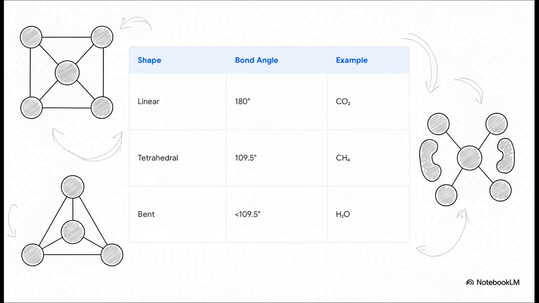And this pushing, this repulsion, it results in a few really common shapes. If you have two groups of electrons, they'll make a straight line, a linear shape. If you have four groups, they spread out into this 3D shape called tetrahedral. But sometimes, like with water, we get this shape called bent. And why that happens is the whole key to understanding this.